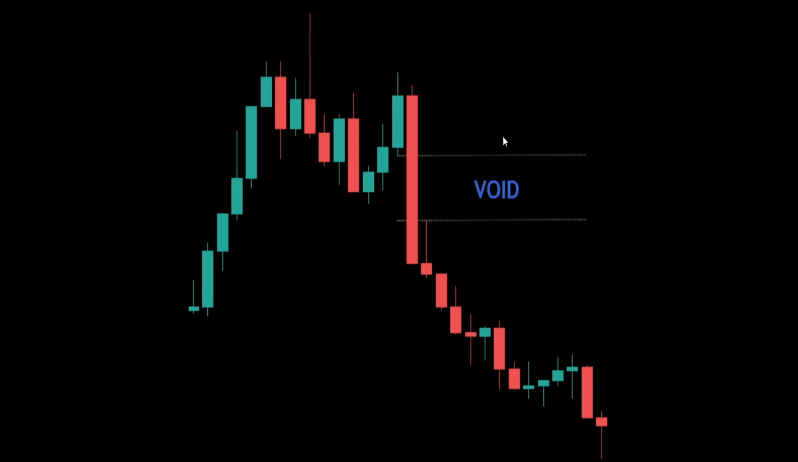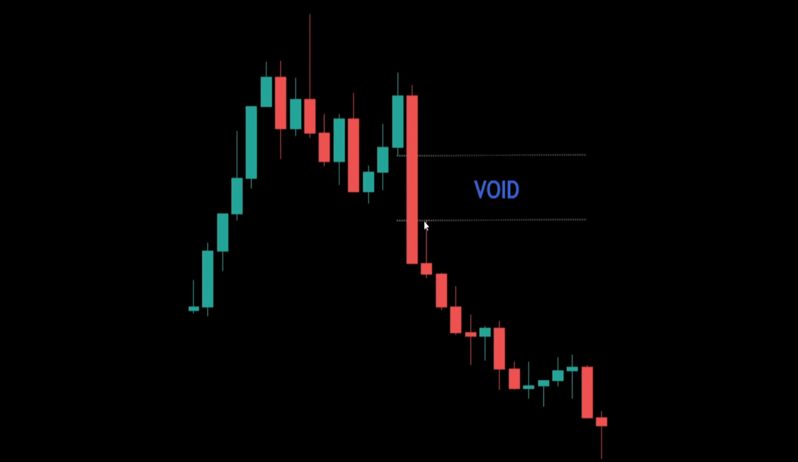it created a void on the chart. And this is an imbalance between buyers and sellers, and price will often come back to this area when something like this happens. And you know this because if you look to the left of the chart, you'll see that this happens over and over again.